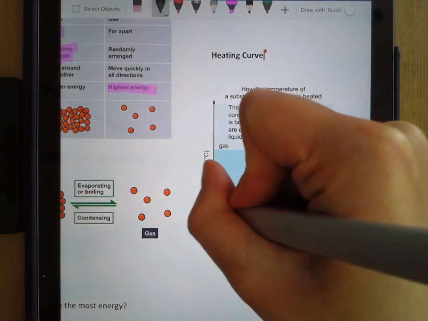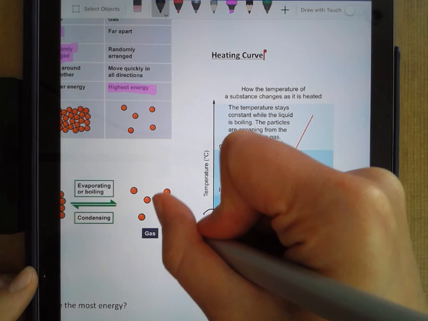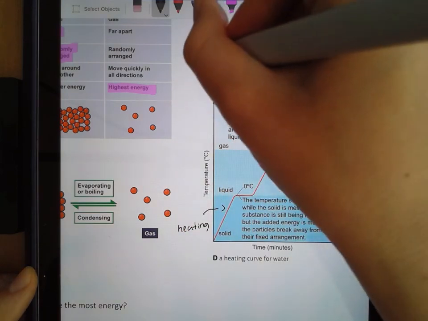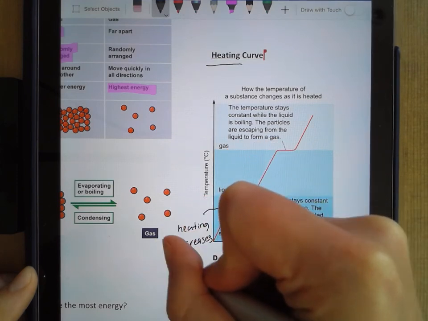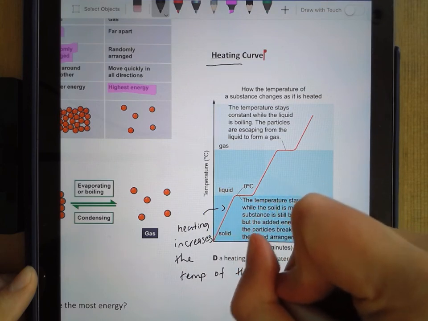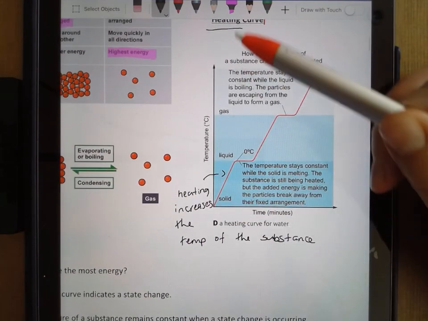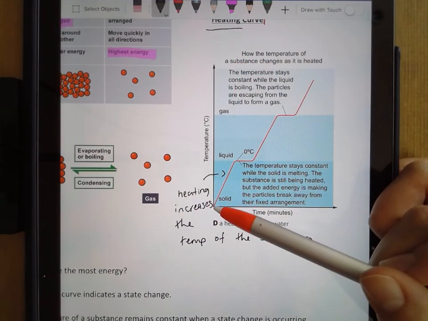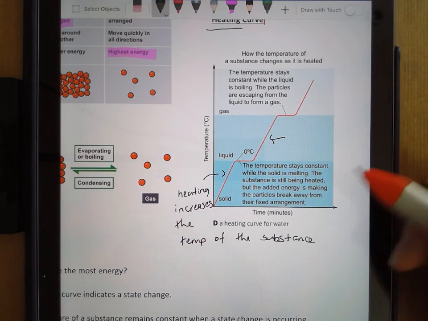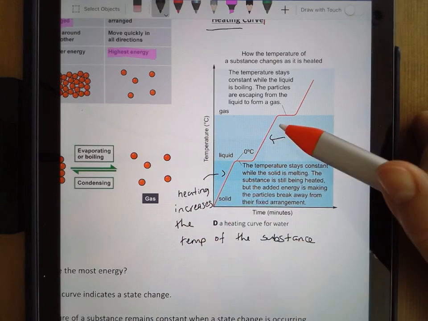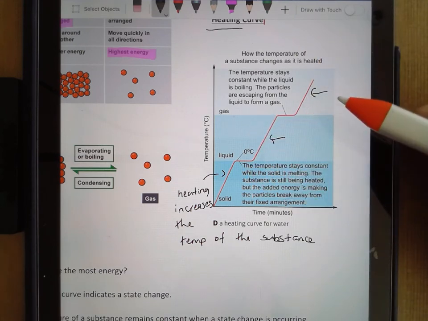So I'm going to write on this part of the graph. It's a heating curve. Heating increases the temperature of the substance, whatever it is that I'm heating. As I heat it, the temperature of that substance increases. And you can see that on the graph by the fact that the line is increasing. And then here you've got another part of the graph that's exactly the same. I could also write heating increases the temperature of the substance. And up here, I can see my red line is increasing.